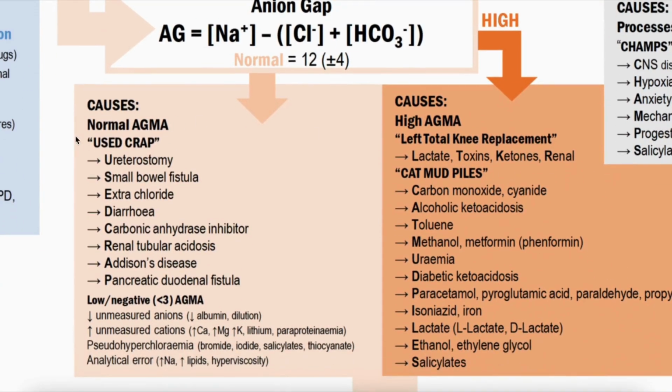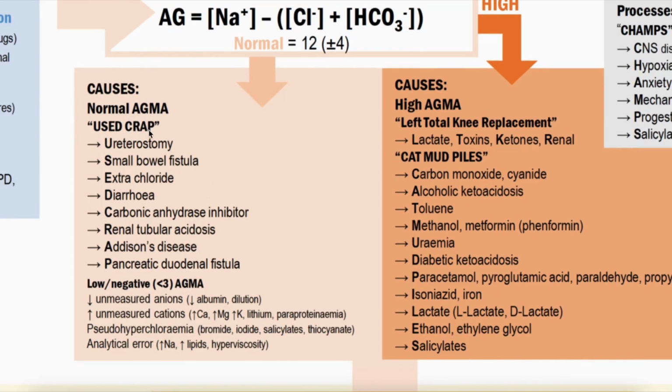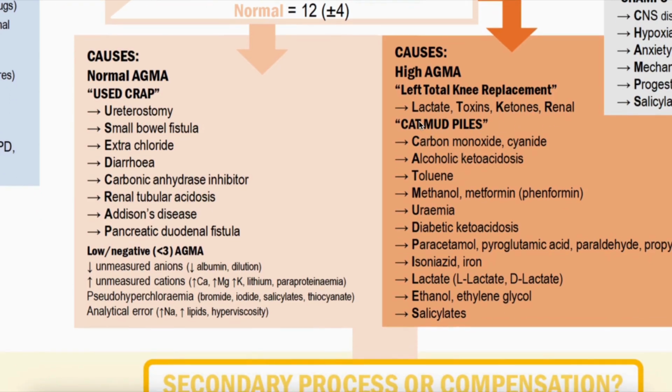The mnemonic for the normal anion gap metabolic acidosis is USE CARP. Here you can see the causative etiologies. And in high anion gap we use LETTER TOTALLY REPLACEMENT as a mnemonic. It means the lactate, toxins, ketones, and renal causes. And the next mnemonic is CAT MUDPILES. Here you can see the etiologies for the high anion gap metabolic acidosis.